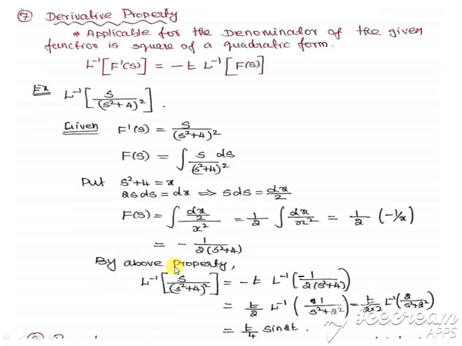So now by the above property, L inverse of s divided by s squared plus 4 the whole square is equal to minus t into L inverse of f of s. Simply put this value here. Finding L inverse, take minus 1 by 2. Here minus t is there and minus is there, so minus minus cancel. Take 2 outside, so t by 2 L inverse of 1 by s squared plus 4. In the numerator we need to have 2, so multiply and divide by 2. So t by 4 L inverse of 2 by s squared plus 2 squared, which is sin 2t.